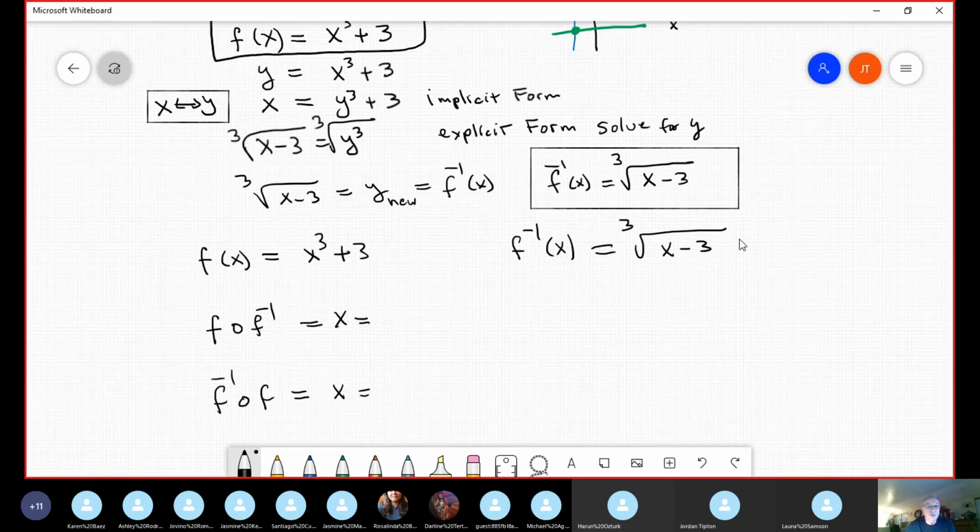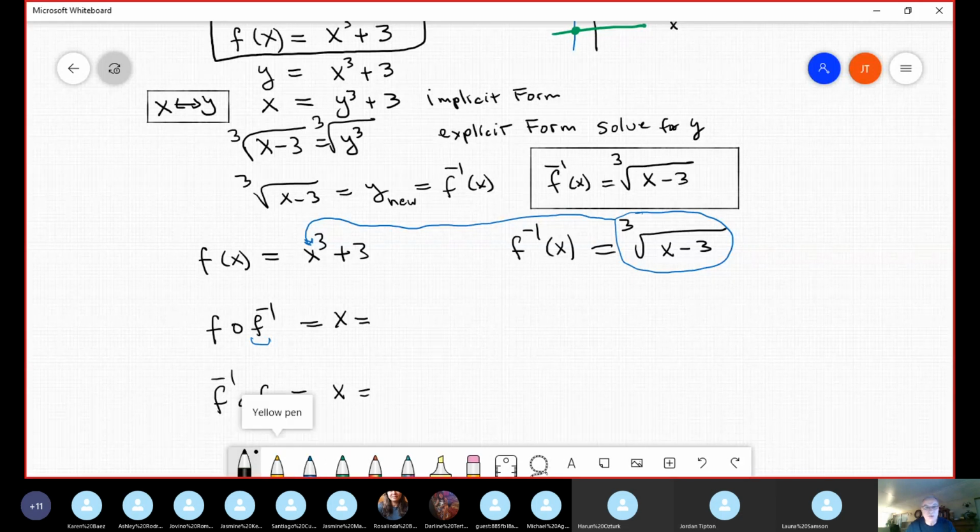Okay, look, let me use another color. Inverse function first. The inverse function is this function, and in this function you substitute here. In other words, composition, remember, is one function inside another function. You replace x with the cubic root of x minus 3, raised to the cubic power, plus 3.